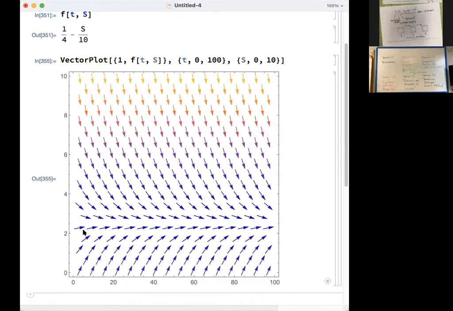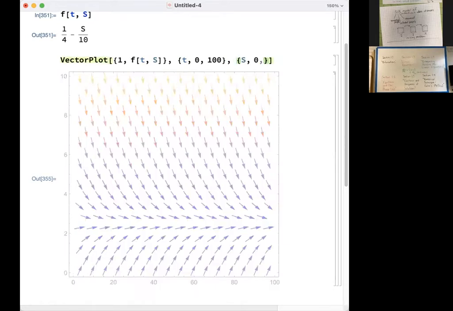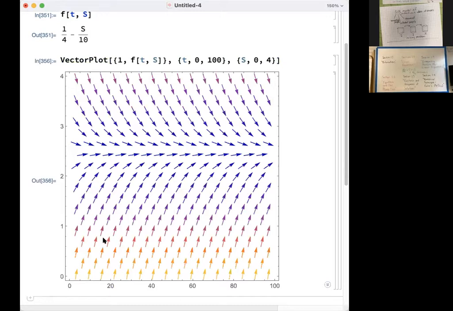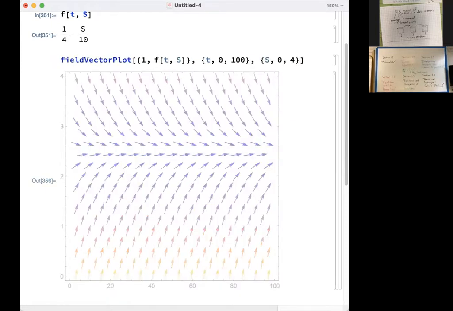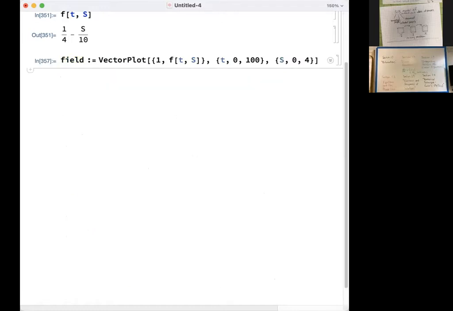Do you see action around here about 2.5? I think 10 is way too high. Let's set this up as 4. Oh, now I'm starting to see what I expected to see in that vector field. So let's call this field, and let's put in some solutions.